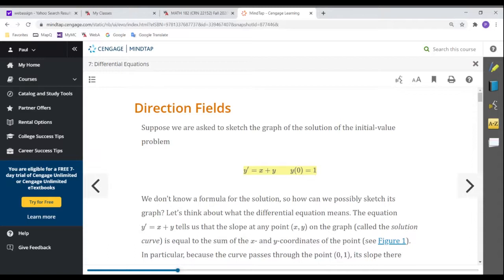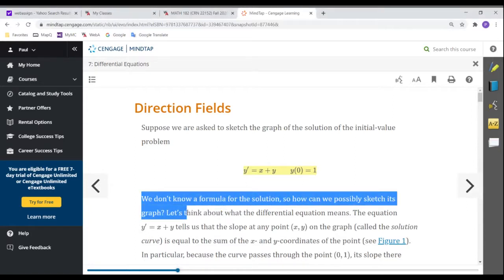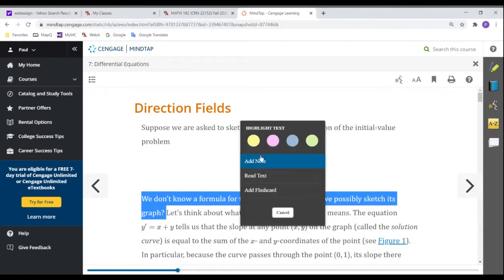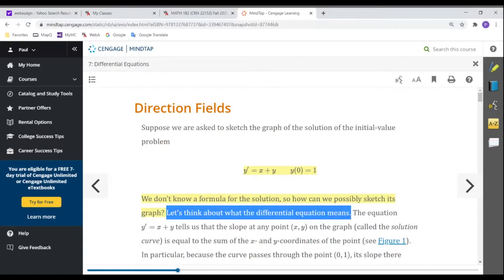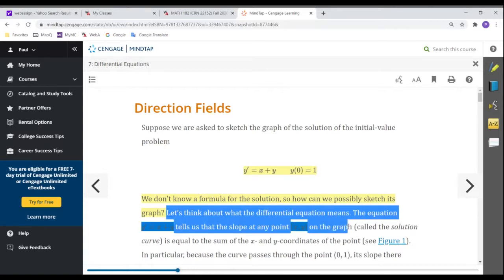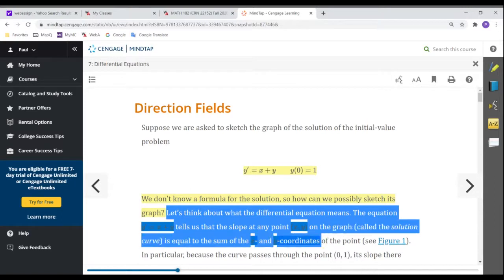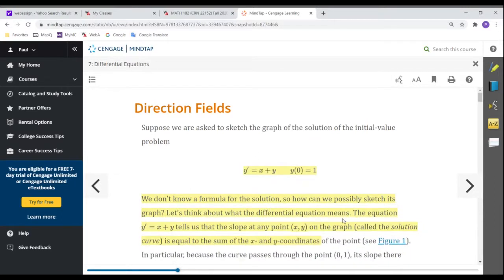Okay, in other words, for this differential equation, y prime equals x plus y, we don't know a formula for the solution, so how can we possibly sketch its graph? Well, let's think about what the differential equation means. The equation y prime equals x plus y tells us that the slope at any point on the graph is equal to the sum of the x and y coordinates.